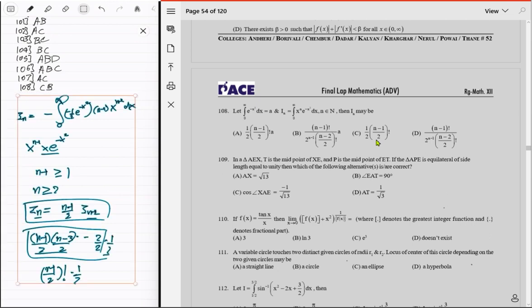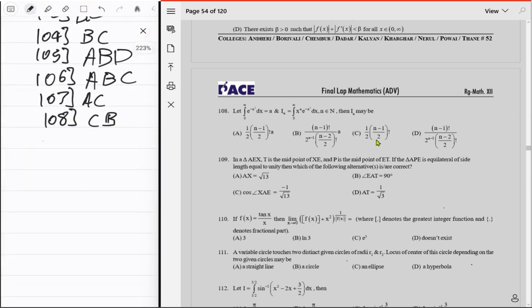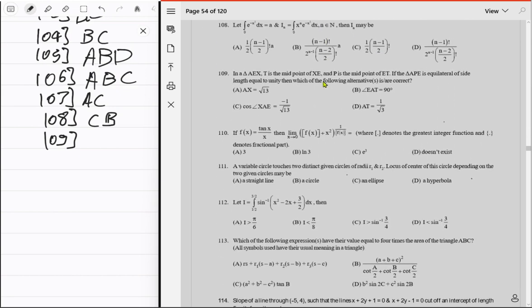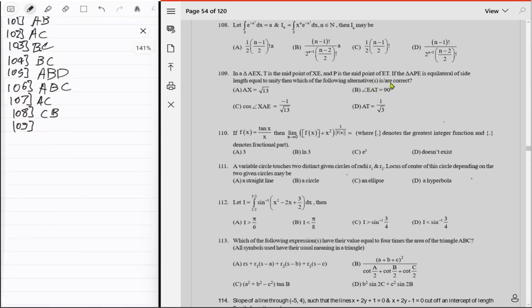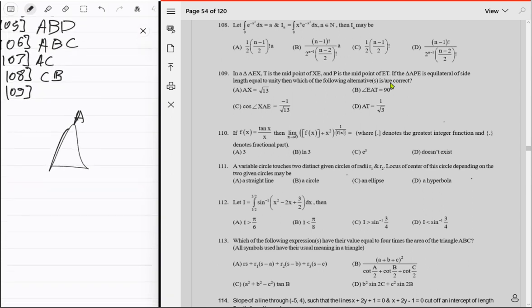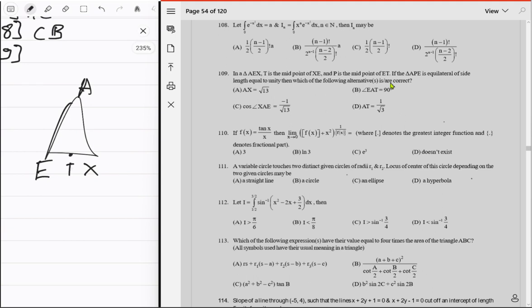उसमें A नहीं आएगा, okay. 109. And you can actually figure out A is the Gaussian integral, I think. In triangle AEX, T is the midpoint of XE and P is the midpoint of ET. If triangle APE is equilateral of side length equal to unity, then each of the following alternatives are correct: T is the midpoint of XE, triangle AEX; P is the midpoint of ET. Okay.